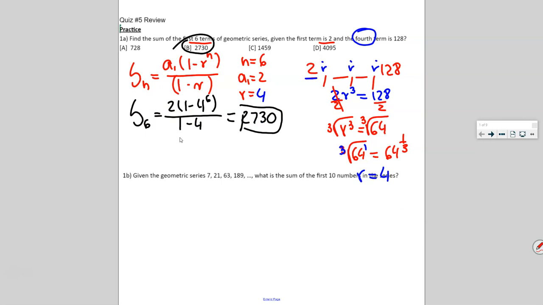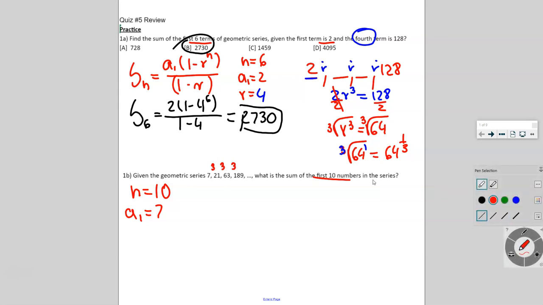All right, moving on to the next question, 1B. Given the geometric series 7, 21, 63, and 189, what is the sum of the first 10 numbers in the series? Again, we are given our n, which is the first 10 numbers, which is 10. That's what we're calculating. We know that our first term is going to be 7. And looking at 7, 21, 63, and 189, I can tell that they are multiplied by 3. So I know that my ratio is going to be 3.